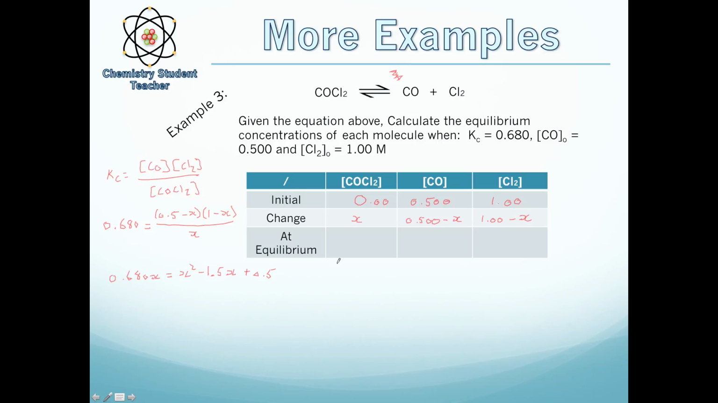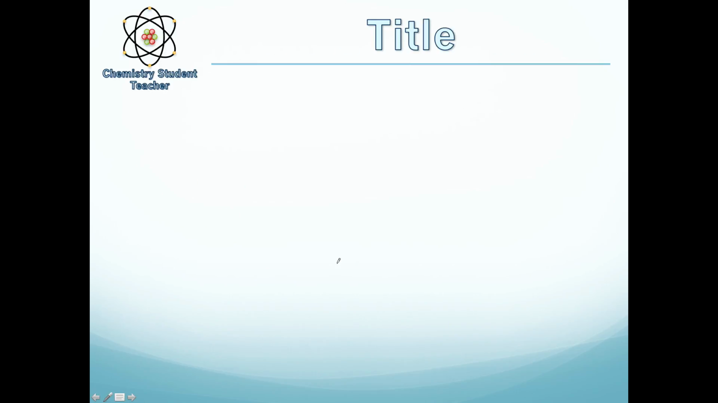So all I'm going to do is write that bit down again, what we just got. So 0.680x equals x squared minus 1.5x plus 0.5. Just rearrange that to 0 equals x squared minus 2.18x plus 0.5. All I've done is just brought the x over there, so I've minus 0.680x on both sides to leave 0 equals that function.